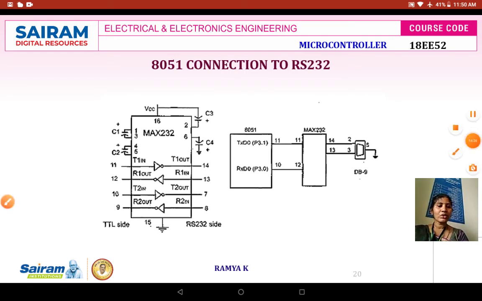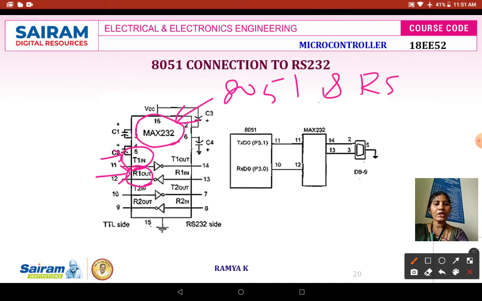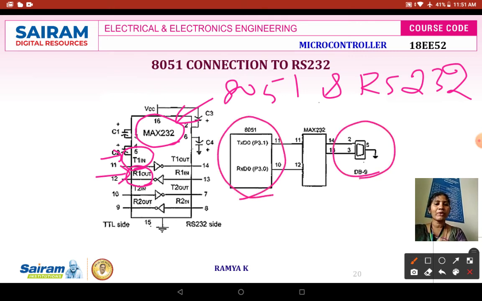Suppose I am going to use T1 and R1: T1 is meant for transmitting the data and R1 is meant for receiving your data. This MAX232 chip is connected between 8051 and RS232. It acts as the interface to make the RS-232 level compatible with the 8051 TTL level. For that sake, we use this MAX232.